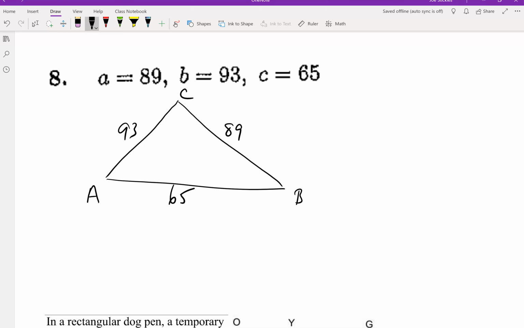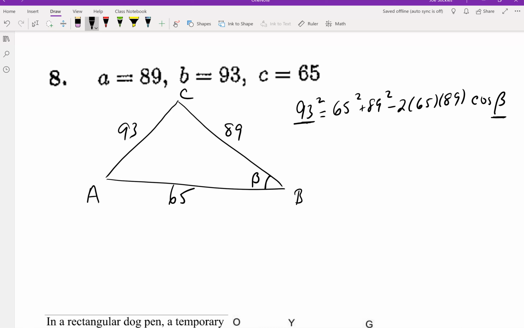So, using my rule of thumb that I usually use, I will find this angle that's opposite the biggest side. I'll find beta. So we'll use 93 squared, that's the side opposite, equals 65 squared plus 89 squared minus 2 times 65 times 89 times cosine of beta. That's using law of cosines, right? So remember, for law of cosines, the side that's on the left-hand side is opposite the angle that's on the right-hand side when you use the other two sides in the formula.